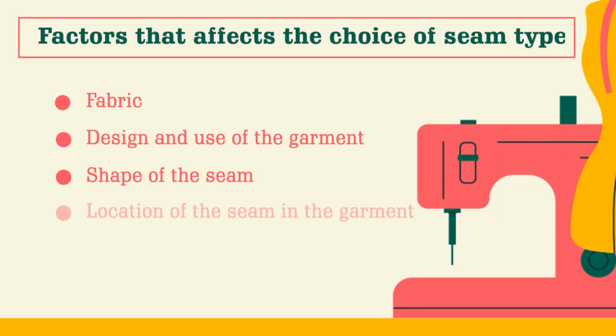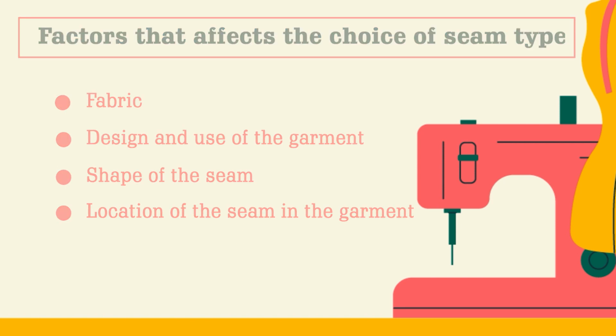Then location of the seam in the garment also influences the choice of the seam. So seams in the areas of the garment which may get stretched during body movement will have to be made more durable than others. So French seam is ideal for making the side seam, but may not be more suitable for attaching a sleeve to the armhole.